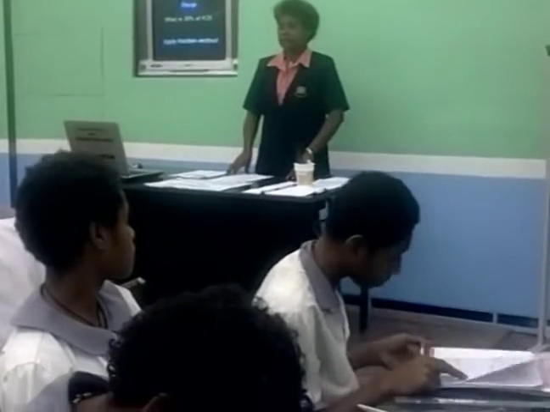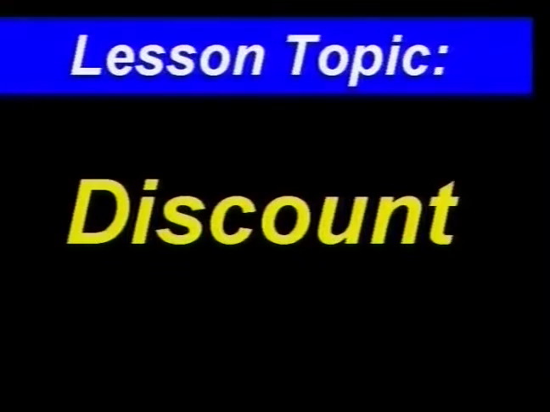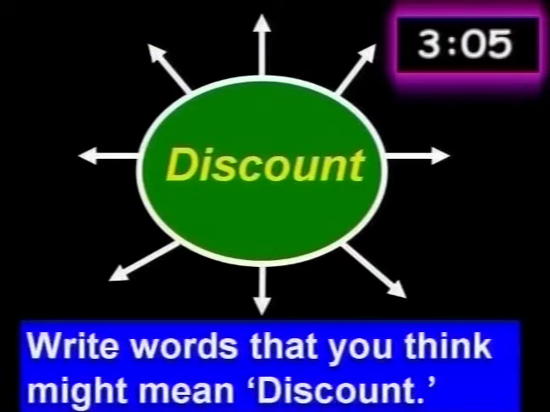Okay, on your desk, you have a blank A3 paper. Our lesson for today is discount. In your groups, I would like you to brainstorm the word discount. Have a circle with the word discount in it and write some of the words that you think might mean discount. Quickly select somebody to write for your group, because after this you are going to present what you have written.